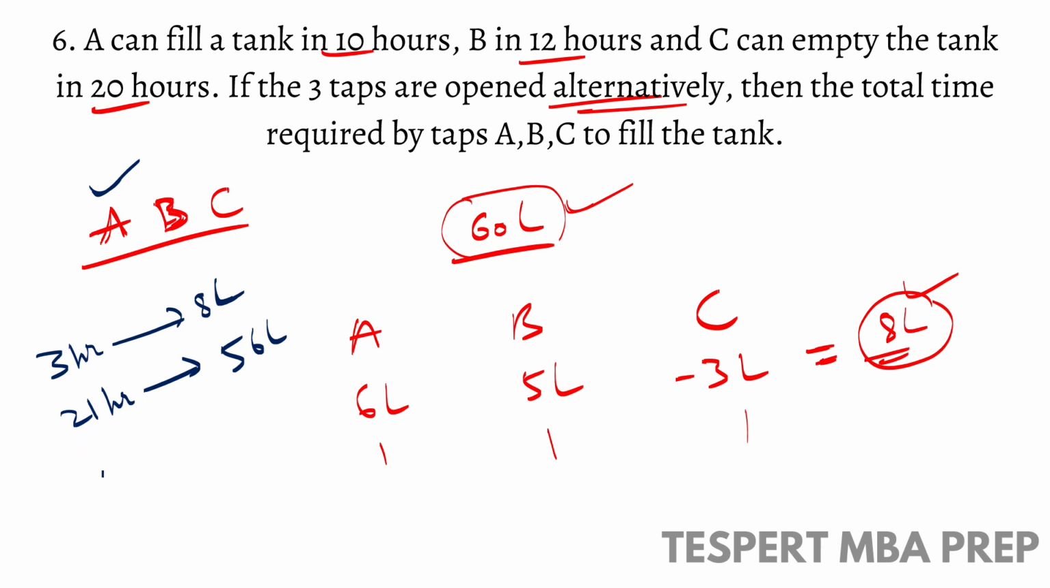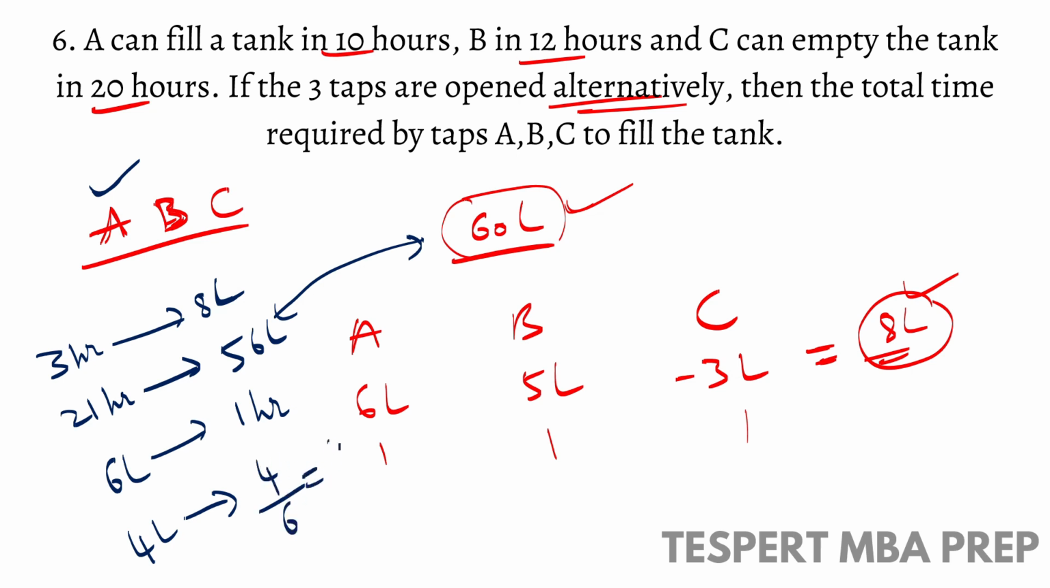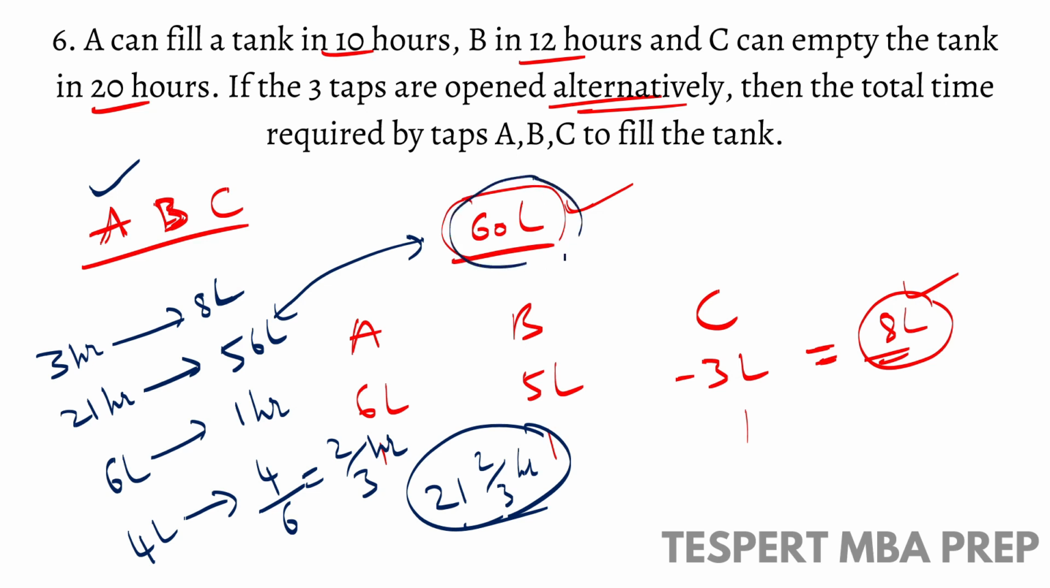We know that A can fill 6 liters of the tank in 1 hour, but the remaining is 60 minus 56, that is the remaining 4 liters must be filled. So 4 liters can be filled in 4 by 6 hours. 4 by 6 is equal to 2 by 3 hours. So 21 2 by 3. So in 21 2 by 3 hours, the entire tank will be filled. So the entire capacity, that is 60 liters, will be filled when A, B, C are opened alternatively.